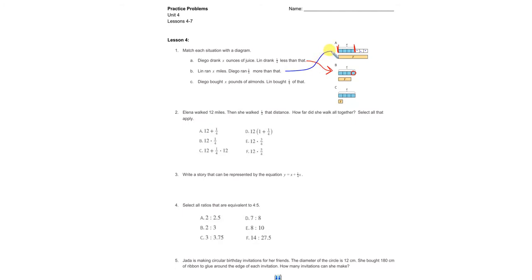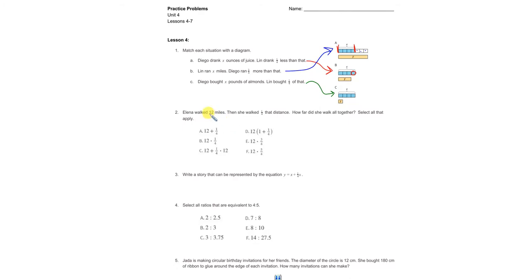So this one matches A, and by process of elimination, we would assume that this one would be C, but let's make sure. Diego bought X pounds of almonds, and Lynn bought a quarter of that. A quarter of it means that Lynn only bought 1 quarter of it. So it does make sense that this bottom one matches C right there. So there we go.